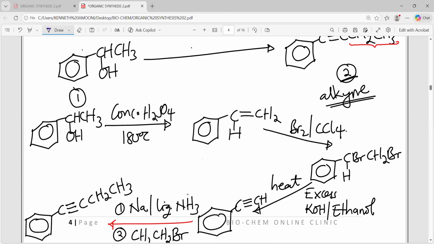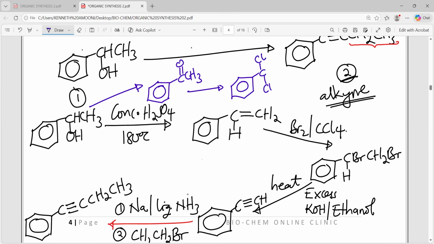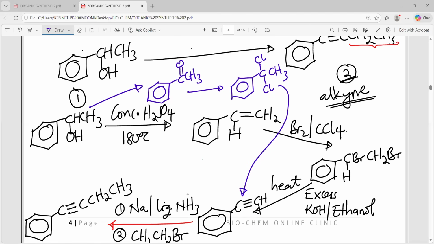Let me now use a blue ink. From here, we would convert that to a carbonyl compound by using an oxidizing agent. Then after, we shall form a dihalide by adding PCl5 to form for us that Cl, Cl, CH, CH3. Then after, this dihalide can lead us directly to that by dehydrohalogenating. So from the alcohol, you can move to that by using an oxidizing agent.